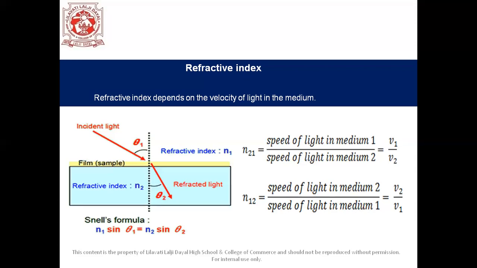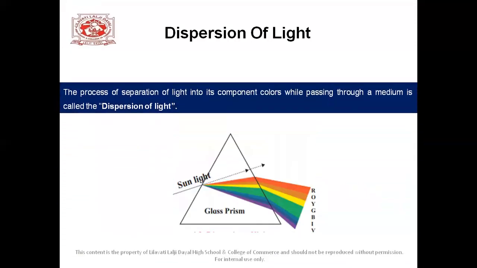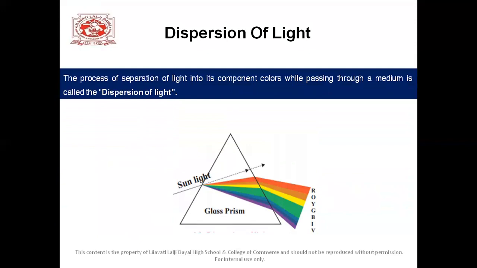Let's move on to the next topic, and that is dispersion of light. What is dispersion of light? The process of separation of light into its component colors while passing through a medium is termed as dispersion of light. The band of color components of a light beam is called a spectrum. The different colors of light in the spectrum of white light you can see in the diagram below. We have violet, indigo, blue, green, yellow, orange, and red.